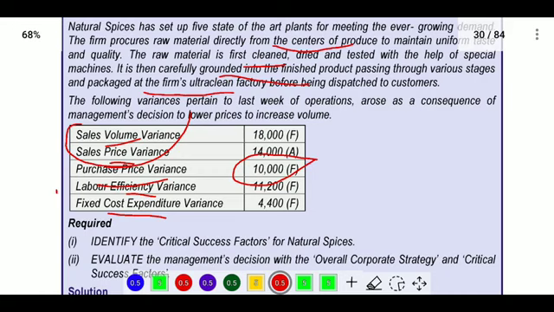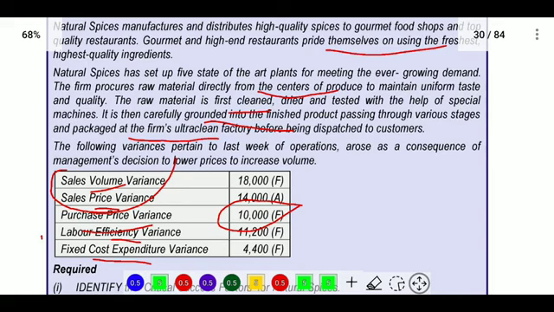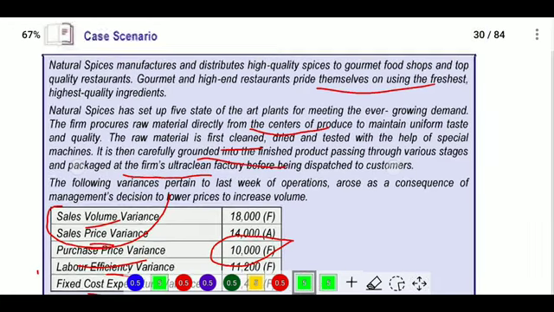Next, identify the critical success factors for natural spices. The critical success factor is that we are required to maintain the taste. In the first point only we discussed, they are using high-cost ingredients themselves. So that is the success factor. The most critical factor will be natural spices quality.